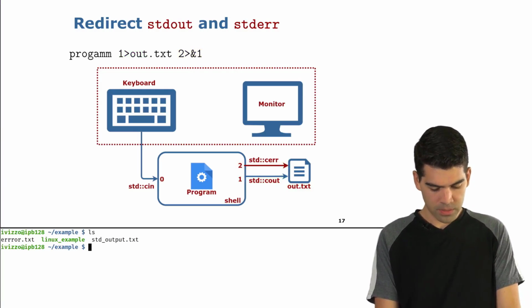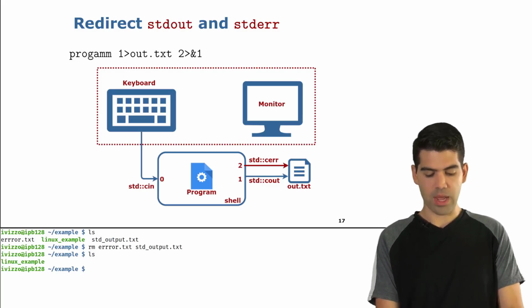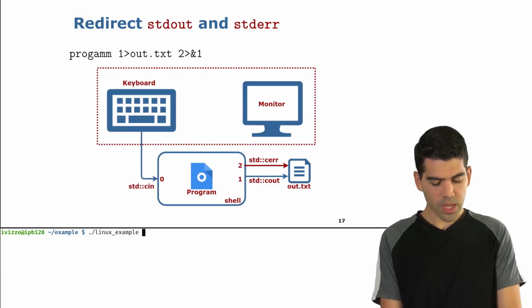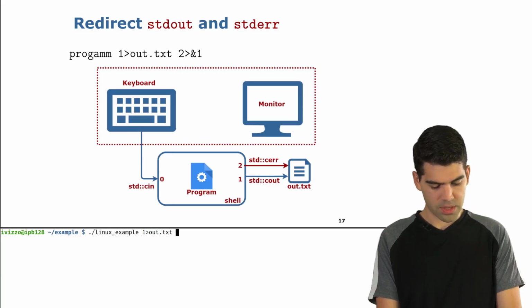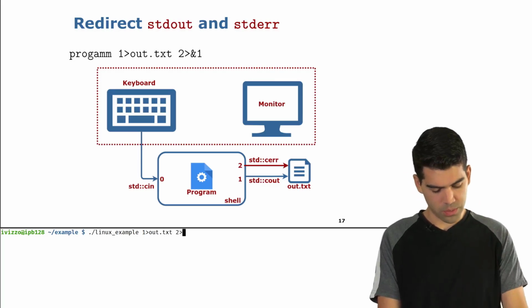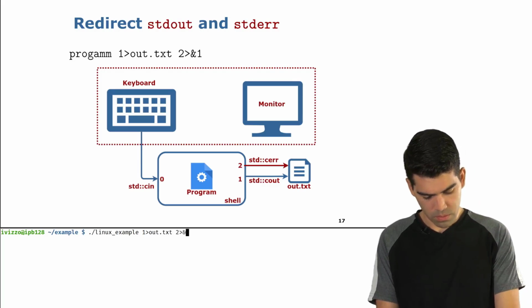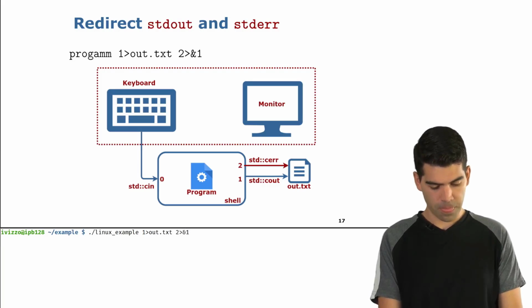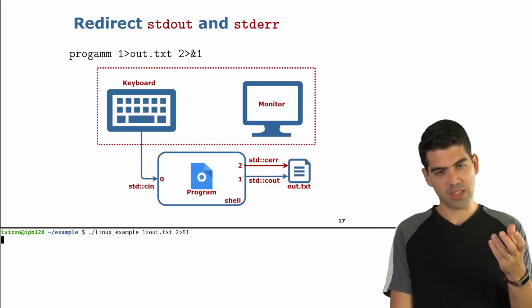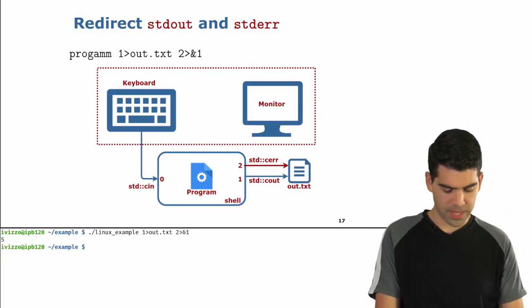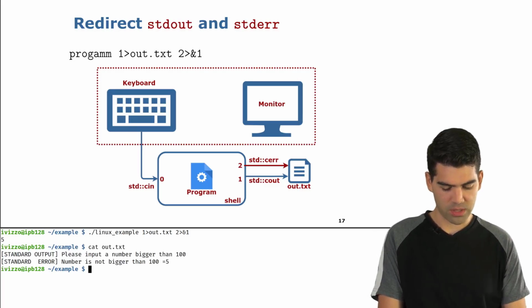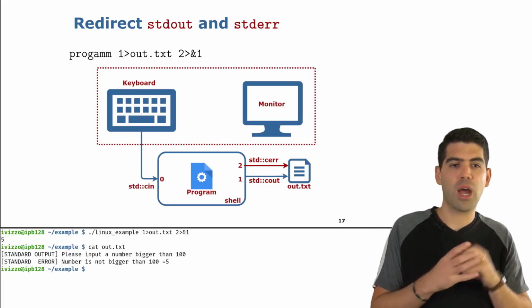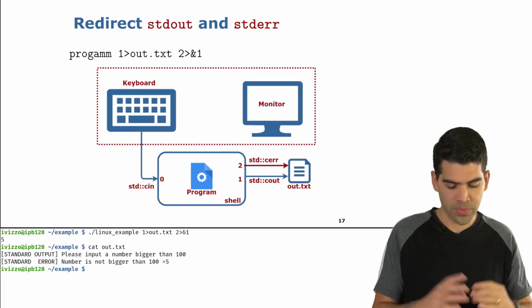So let me remove these files just to clean up my workspace. I only have my example. And then if I do this, like out.txt, and then the standard error that is 2 is going to be redirected to whatever is on 1. It's asking me for the number. I will put 5 again, and then if we check this file, we have both the standard output and the error on the same file.